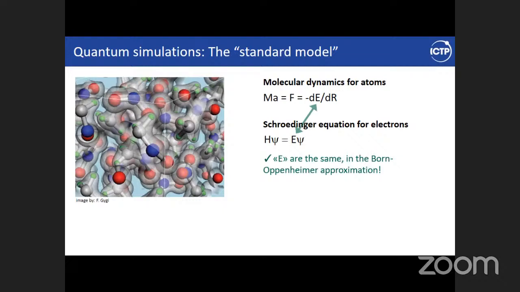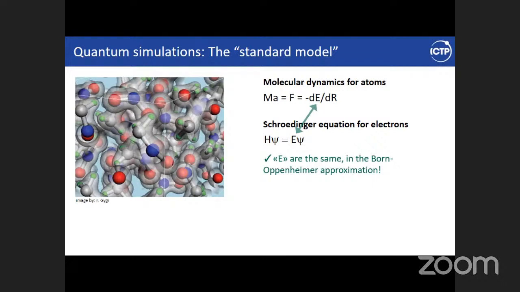I hope you watched the movie, because Oppenheimer did his PhD with Max Born in the late 20s. And as a result of his PhD, he came up with this approximation, which essentially states that if you want to do classical dynamics on the atoms, which is fine, you can extract the potential of interaction for the atoms from the ground state of the electrons for that particular configuration of the atoms.